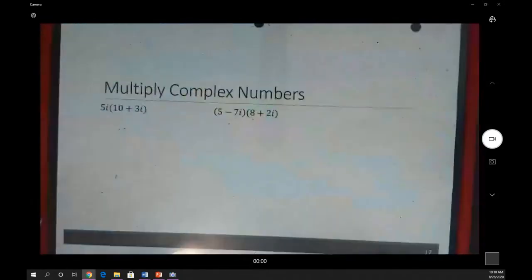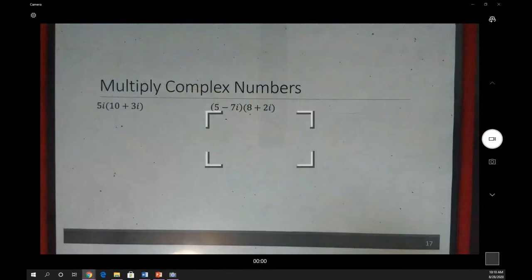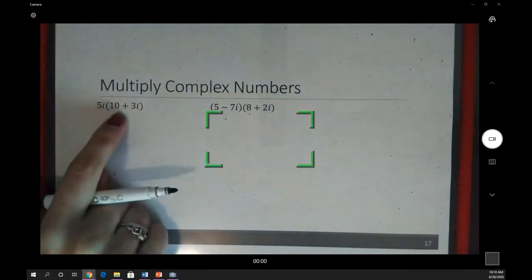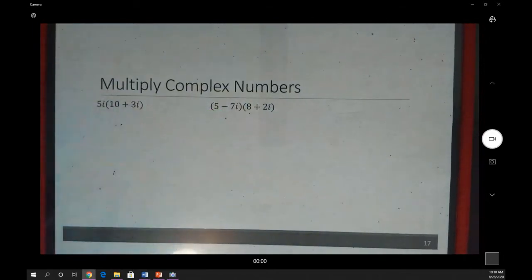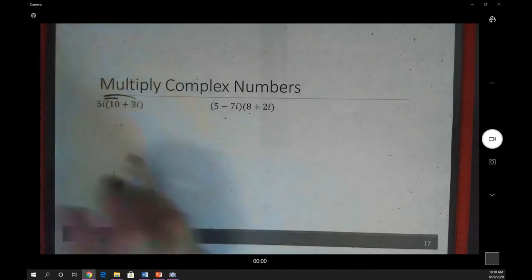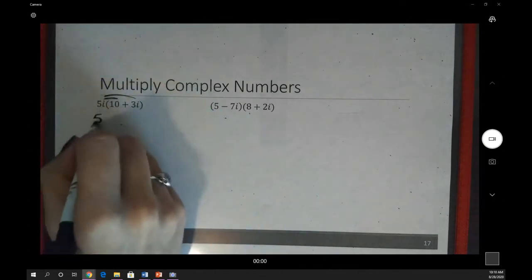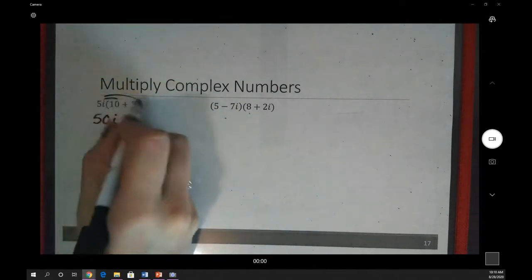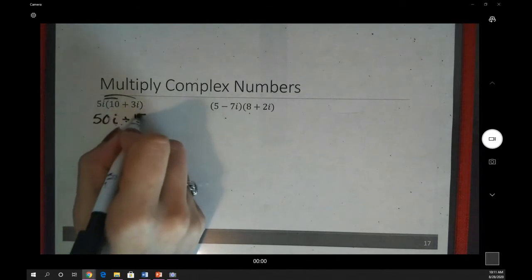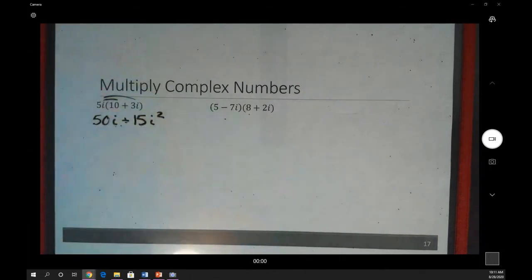So we have our addition, we have our subtraction, next is multiplication. So we're going to start with 5i times 10 plus 3i. If I distribute through, 5i times 10 is 50i. 5i times 3i is a 15i squared.